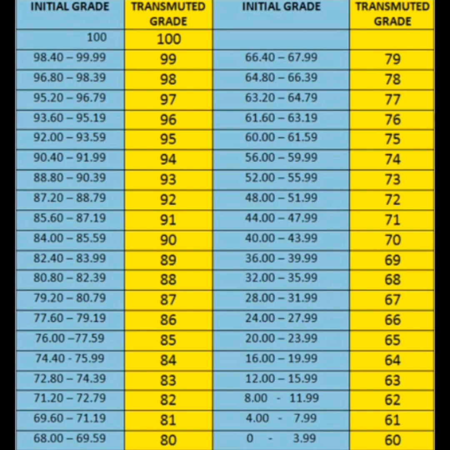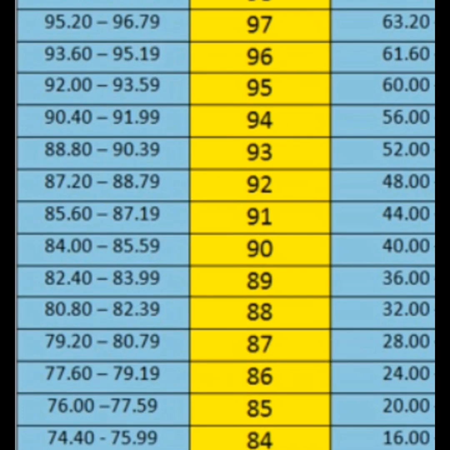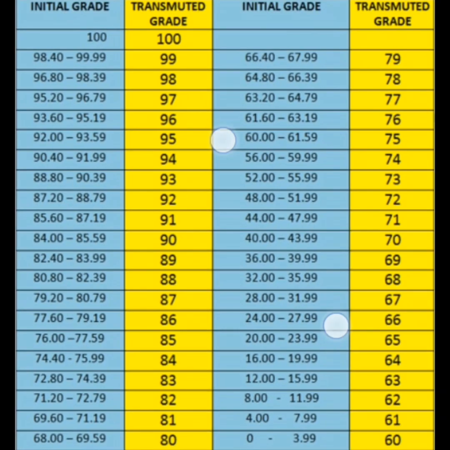So where does 84.86 belong? It is in the range 84 to 85.59. So the final grade of the student is 90. So the final grade of the student is 90, because 84.86 belongs to that side.